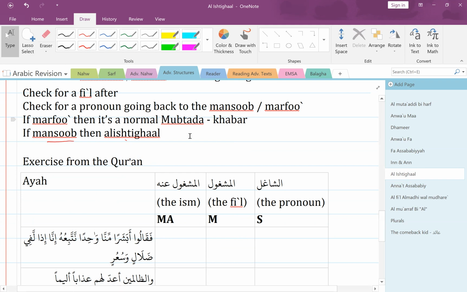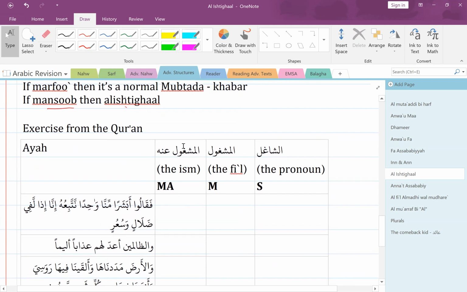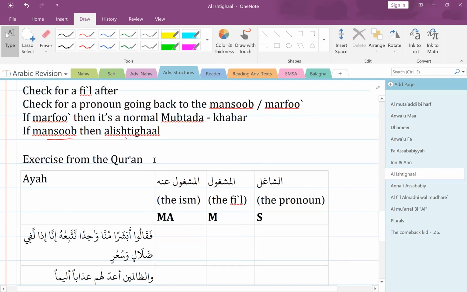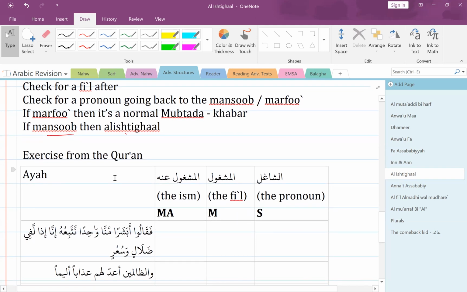All right. Any questions? Like I said, it's a very short topic, this one. Yes. Can there be a distance between the fail and the pronoun going back to the mashghul anhu? No. So they all have to be together, like jar majroor together. Yes. Okay. From what I know, unless it comes with a jar majroor, I'm not so sure if that can happen. But from what I know, the fi'l and the pronoun are attached, they come together like that. Well, that's a good question. Maybe I will research further on that.